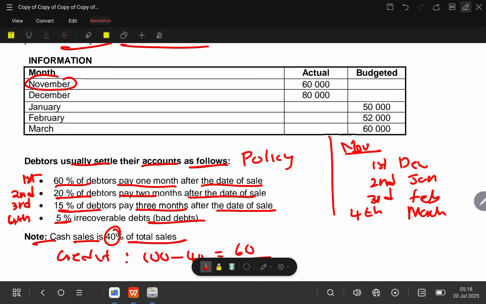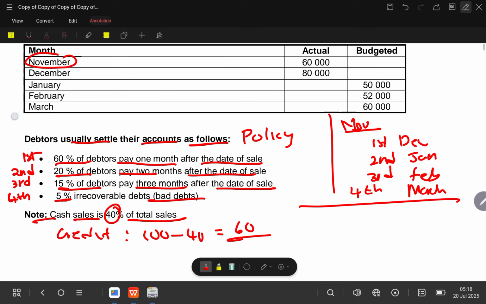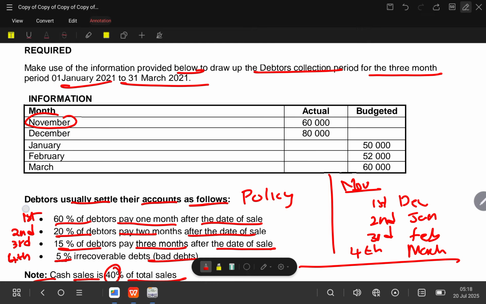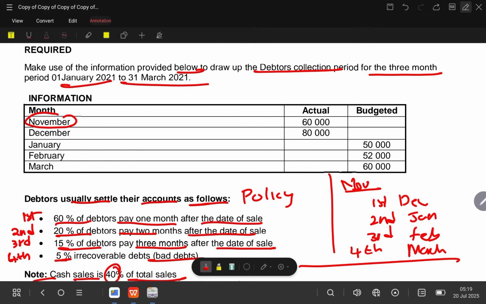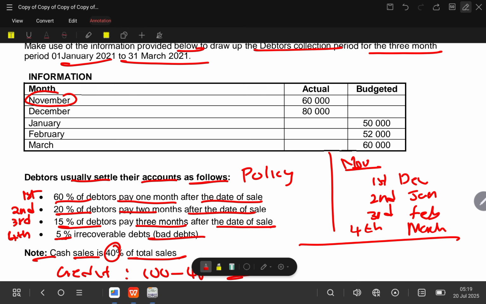They've started by giving us information from November. So when you do this, guys, you need to keep time in mind. Remember, your budgeted period is for January, February. It's from January up until March, but your collection will start from some months back, and then you need to check if those months will affect your current collection period.